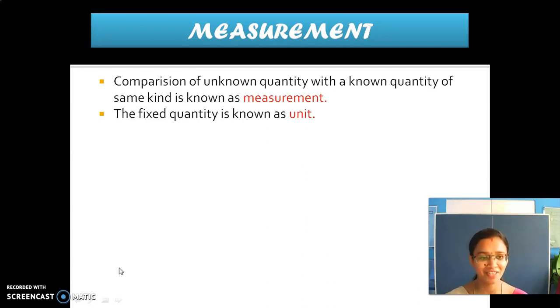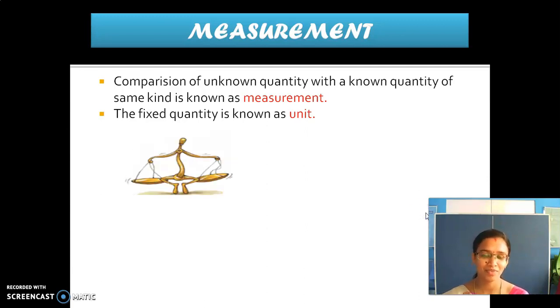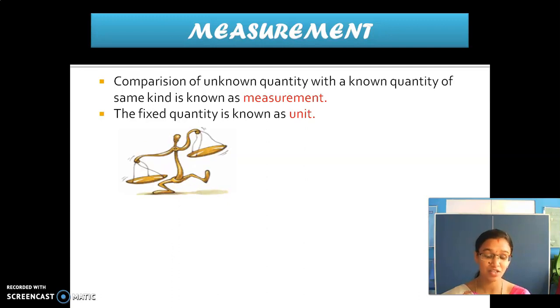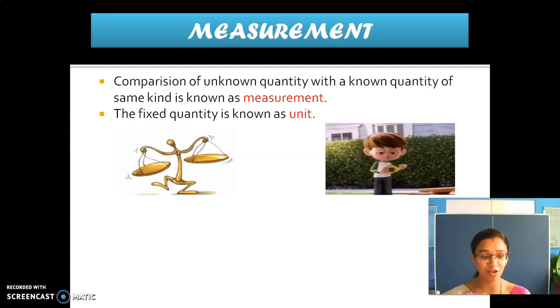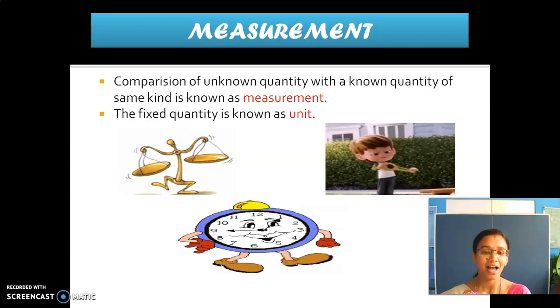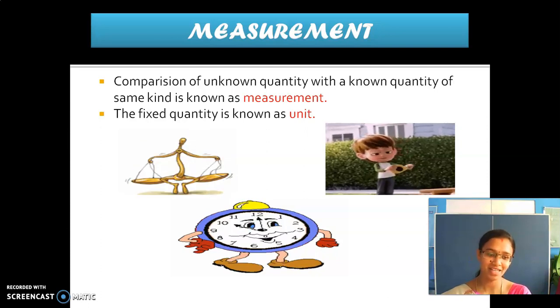Right, what is the thing which we are seeing now? Measurement. Yes, what is that? Measurement of an unknown quantity with a known quantity is known as measurement. That known quantity is called a unit. So what is the thing which we use there? Yes, physical balance. That is used for measuring weight. And then a measuring tape for measuring length, and then time for measuring the width.